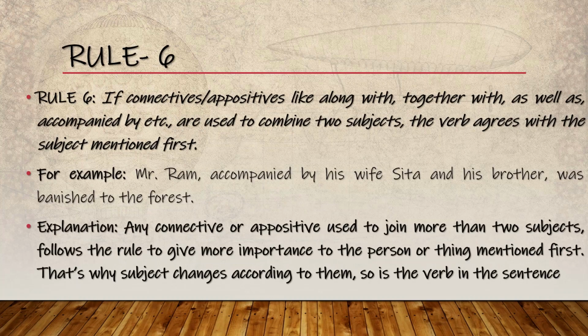Rule 6. If connectives, or appositives like along with, together with, as well as, accompanied by, etc., are used to combine two subjects, the verb agrees with the subject mentioned first. For example, Lord Ram, accompanied by his wife Sita and his brother, was banished to the forest. Explanation: any connective or appositive used to join more than two subjects follows the rule to give more importance to the person or thing mentioned first. That's why the subject changes according to them, and so does the verb in the sentence.